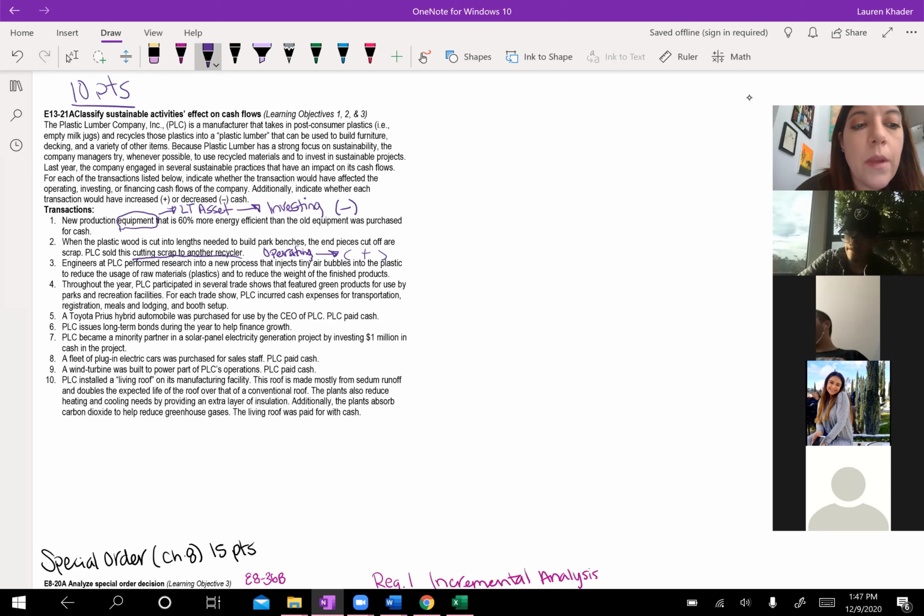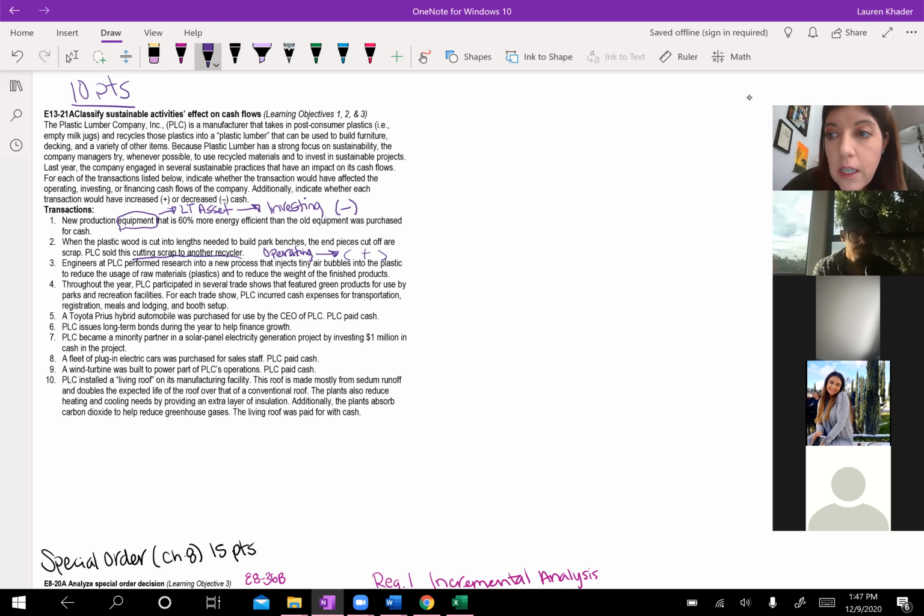Number 3, engineers at PLC performed research into a new process that injects tiny air bubbles into the plastic to reduce the usage of raw materials and to reduce the weight of the finished products. So research is considered an operating activity. Research and development is expensed as incurred under GAAP. So I'm just going to put R&D operating because it flows through the income statement. And it's an outflow, right? We're spending cash.